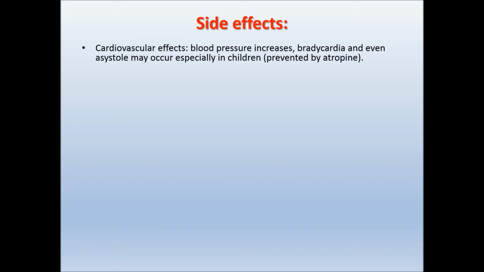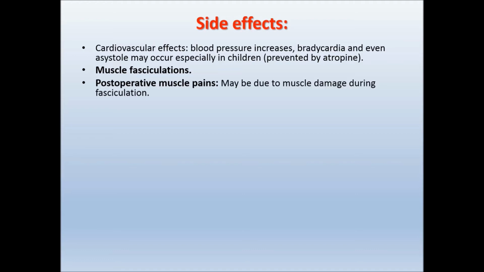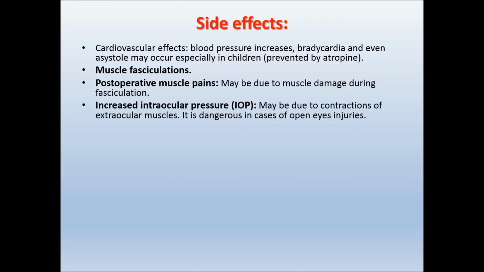What about the side effects? Cardiovascular effects include increased blood pressure, bradycardia, and even asystole, especially in children, and this can be prevented by atropine. Muscle fasciculation, and this muscle fasciculation will cause some of the following problems: post-operative muscle pain, increased intraocular pressure, this is due to contraction of the extraocular muscles, which is dangerous in case of open eye surgery.